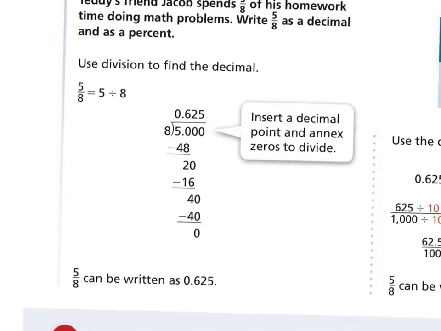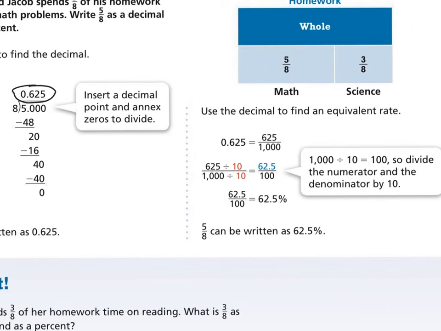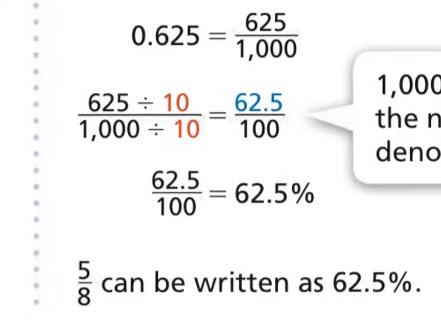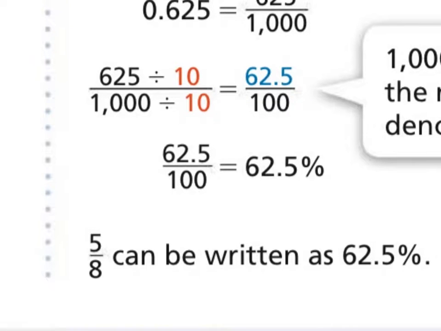So 5/8, like the book says on this one, we would probably want to do it this way. 5/8 means 5 divided by 8. You can see they divided that out, and they got 625 thousandths. So 625 thousandths is our decimal. Once we have our decimal, then we can also talk about what percent that would be. Well, 625 thousandths, I would like my denominator to be 100, not 1,000. So how do we get from 1,000 to 100? By dividing by 10.